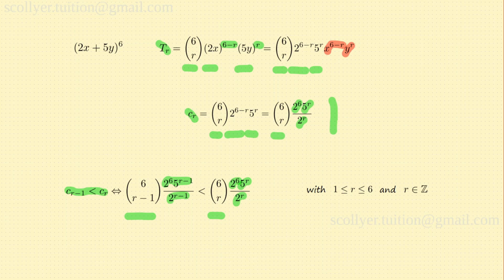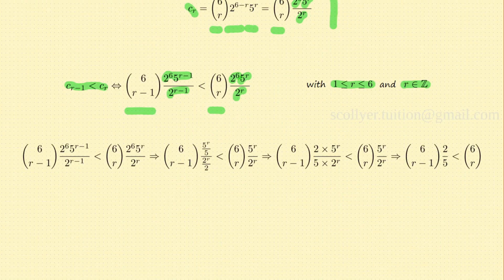However, recall that this inequality is subject to the conditions that r lies between 1 and 6 inclusive, and that r be an integer. And now we have to simplify this expression to find out what it tells us about r. In the first step, we rewrite 5^(r-1) as 5^r over 5, and 2^(r-1) as 2^r over 2. We then use the invert and multiply rule to rewrite this fraction as 2 times 5^r over 5 times 2^r. And now we can cancel the 5^r on the left-hand side of the inequality with the 5^r on the right-hand side, and similarly for the 2^r and the 2^r.